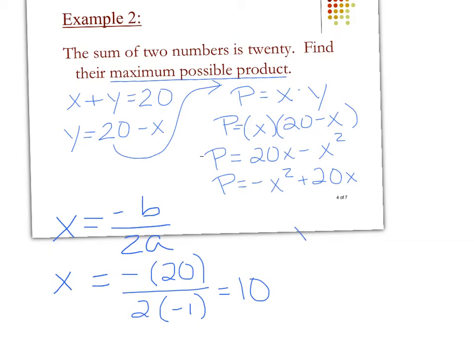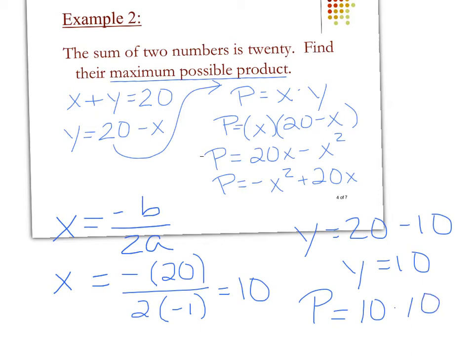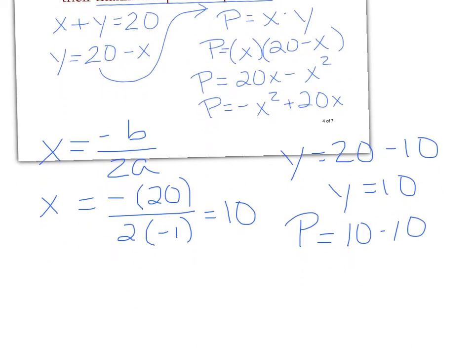That would mean that y is 20 minus 10, so y is also 10. And your product is just going to be 10 times 10, so your answer will be the product is 100.